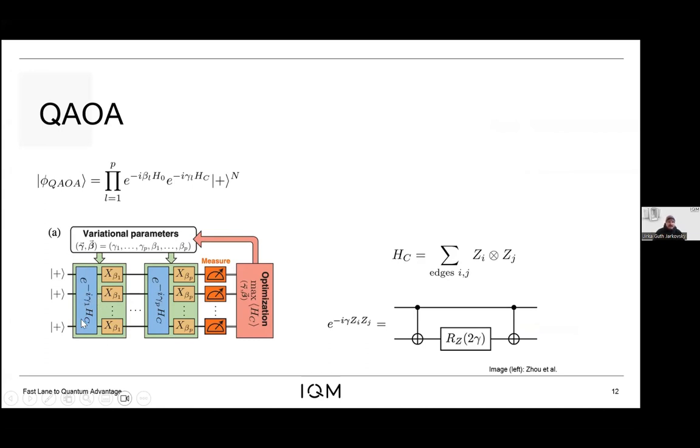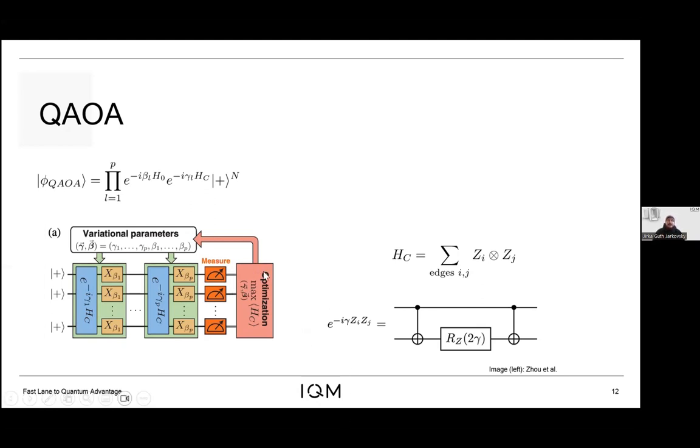And in each layer, there's this time evolution with the cost Hamiltonian, and then time evolution with the mixer Hamiltonian, which was just the X gate. So the time evolution is just the X rotation. So that's this yellow thing here. And we repeat this many times over. Then we do a measurement. We see what kind of solution we found.